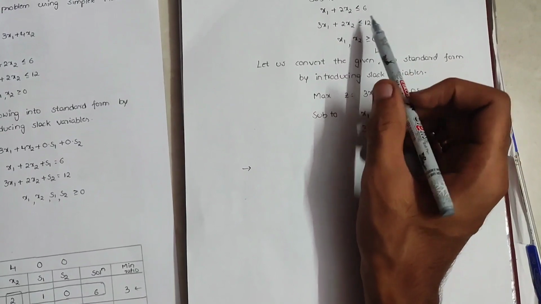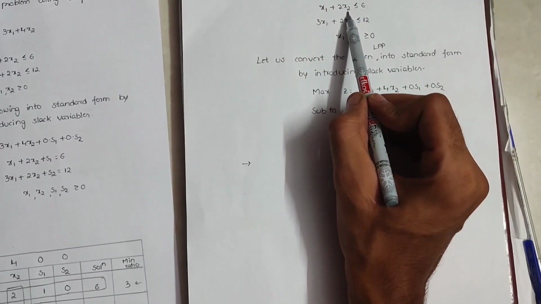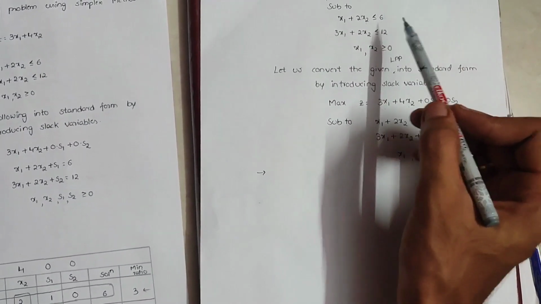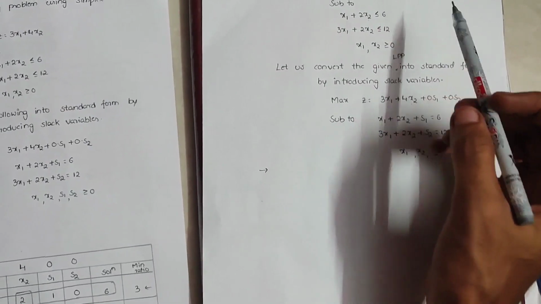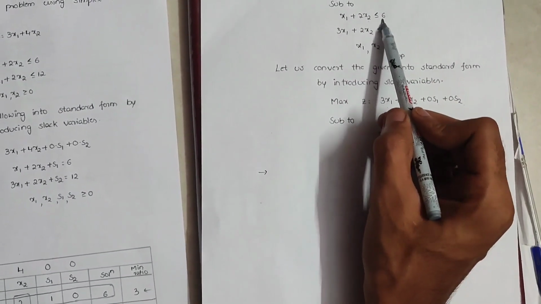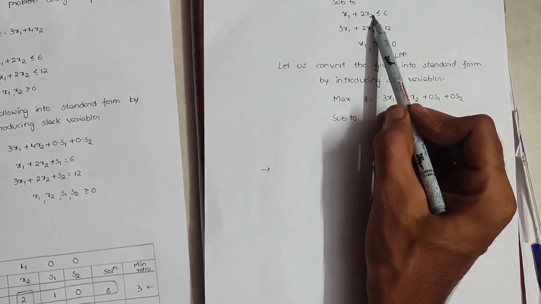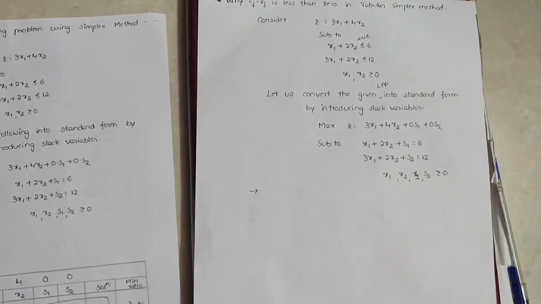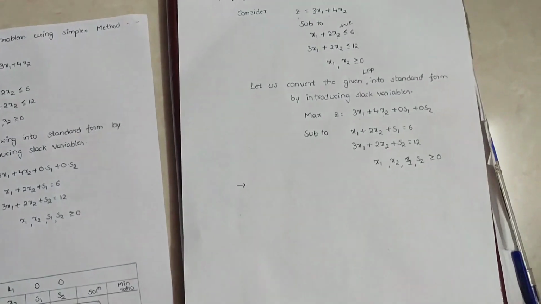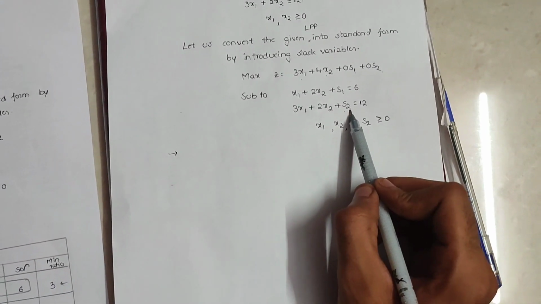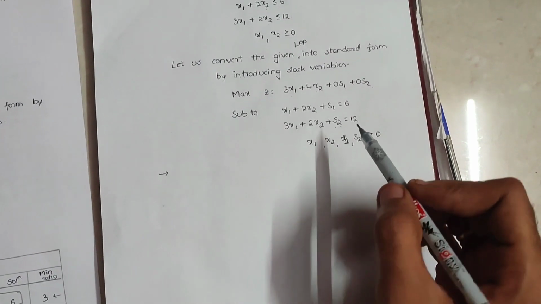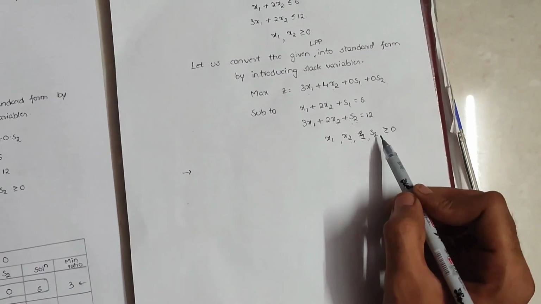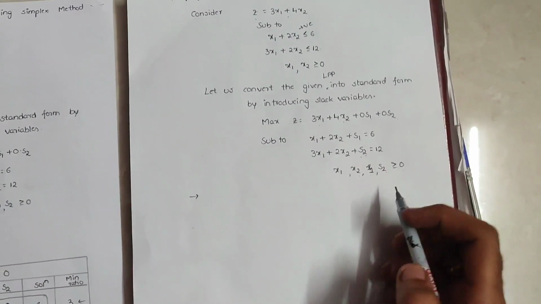These are added to the constraints because the left hand side of the constraint is less than the right hand side of the constraint. So to equalize the left hand side and right hand side, we add a positive value to the left hand side. So s1 and s2 are added to the constraints so that we can get an equality constraint. Here x1, x2, s1, s2 are greater than or equal to 0.